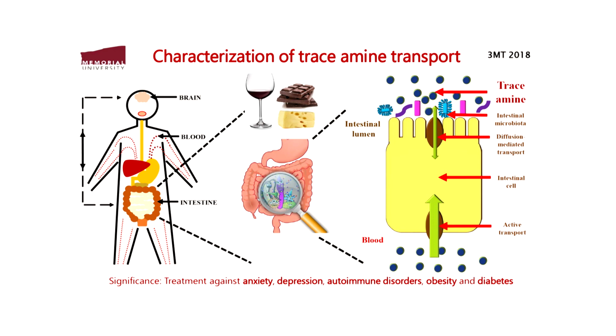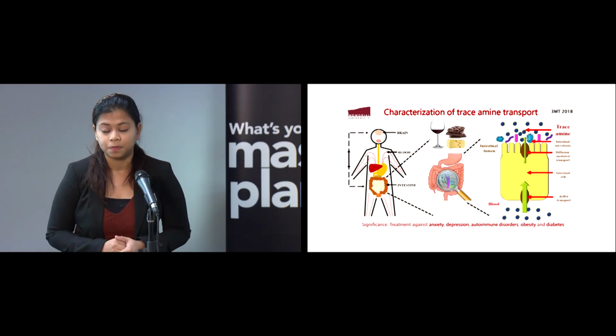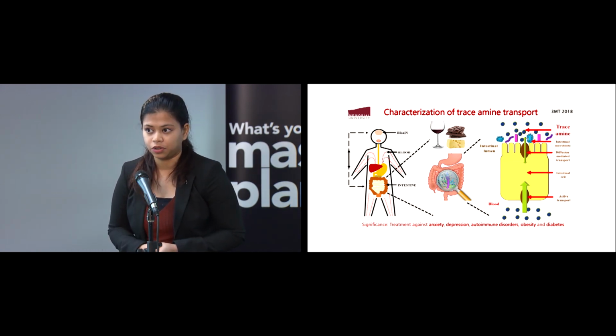If you have a look at my slide here, while moving from the intestinal cavity into the intestinal cell, trace amines are transported by a transporter that, with the usage of various chemical tools, I have been able to identify as organic cation transporter 2. But if you look at the other side of the cell, trace amines are transported from the blood into the intestinal cell by a transporter that has not been described before. So currently I'm attempting to identify what the second transporter is.